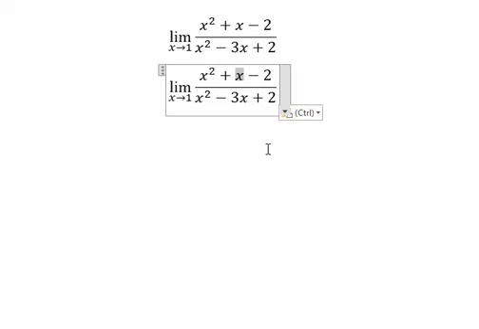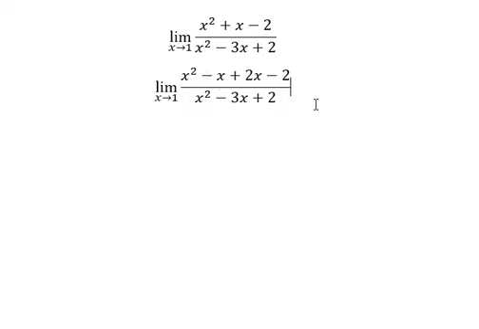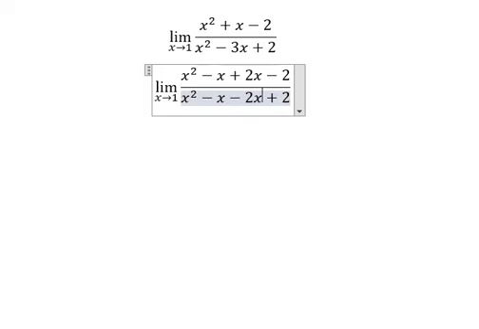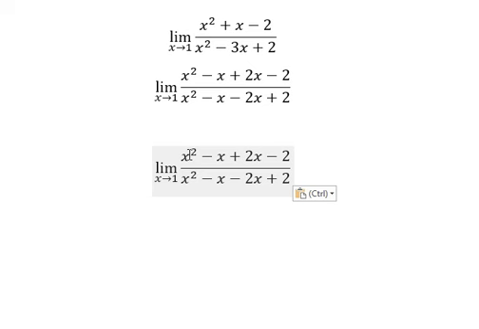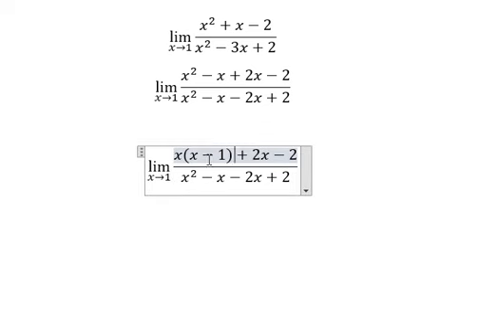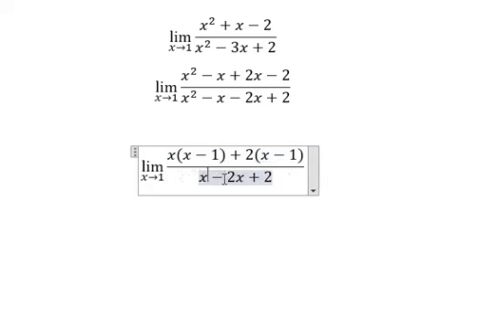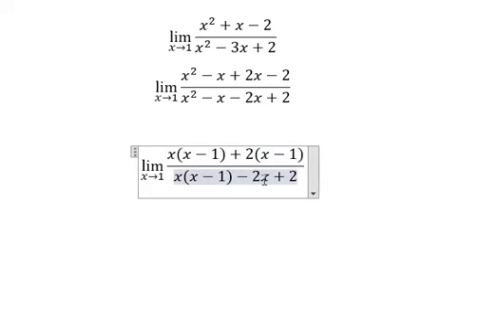About x, I will put 2x minus x. About negative 3x, we can put negative x, negative 2x. So we can do factorization by x. This one by number 2. This one by x. This one by negative number 2.